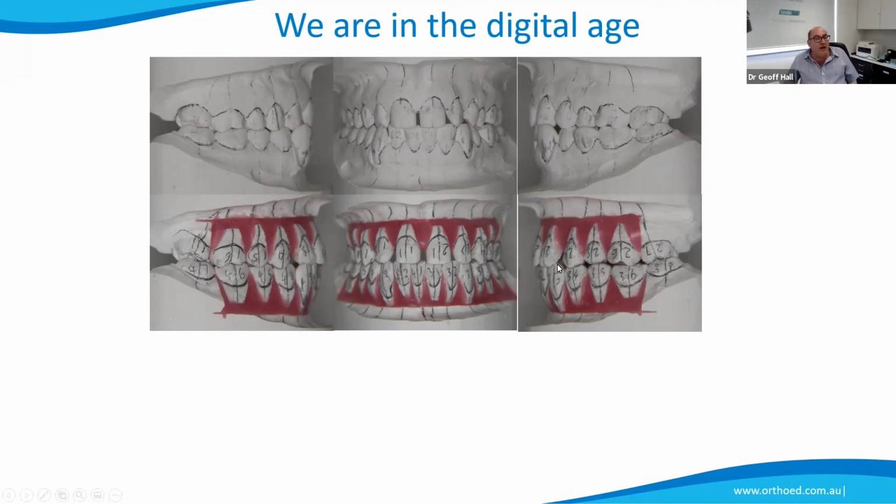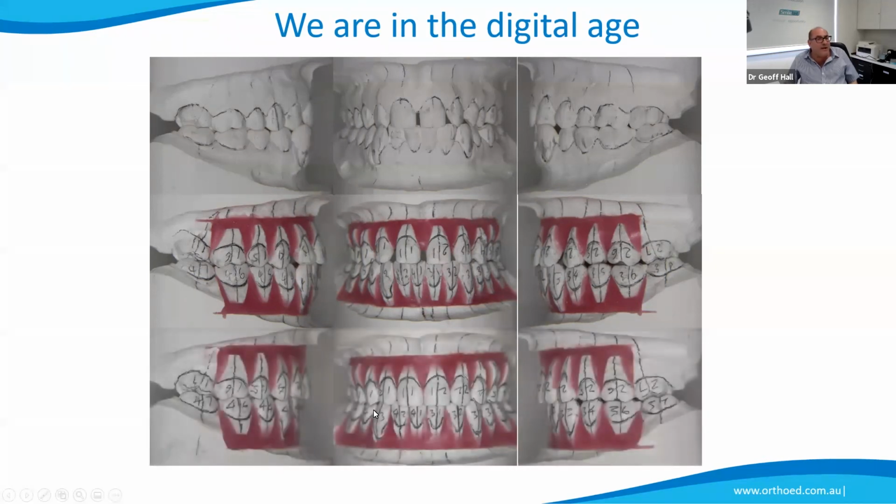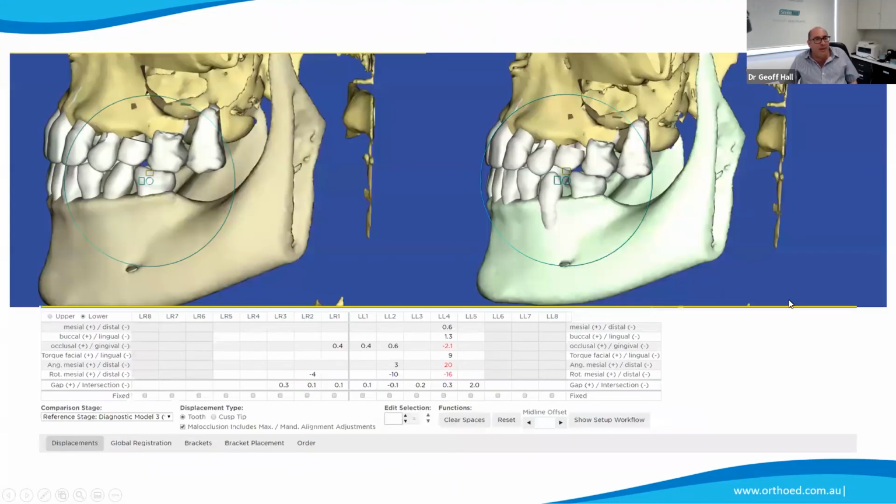So I'm going to check how much IPR I can do, and then I'm going to close up the spaces. So this was one where I decided, let's have a look at what would happen with an extraction case, and how far I would move the teeth. So I've got to figure all that out. Today, though, I'm doing this with these simulations in the digital world, and I can move the tooth down. I can assess exactly how far I've moved that tooth to make space for the restorative treatment.